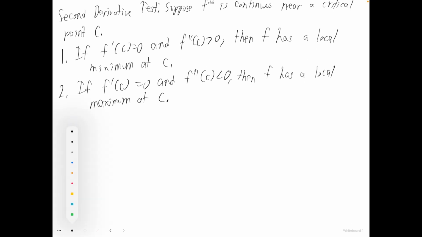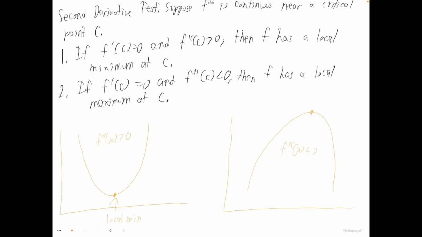This sometimes can seem backwards to people, but a good way to think of it is if you think of a parabola, well, a parabola is always concave up. So in other words, the second derivative is always greater than 0 here, and we have a local min. Where if we think of something that is always concave down, here the second derivative is always less than 0, but we have a local max. So if you go back to the parabola idea, you can kind of keep straight which one is which.